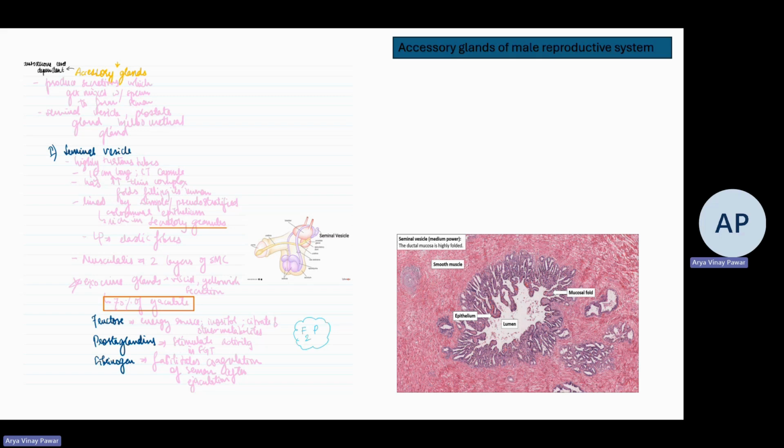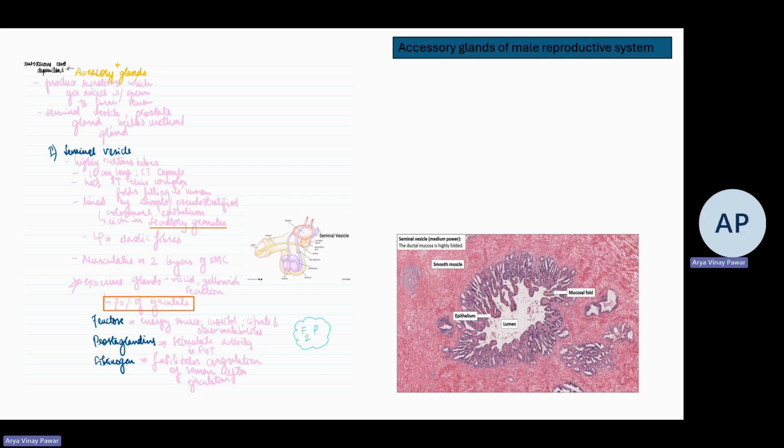So the seminal vesicle in reality is a very tortuous gland. It is around 15 centimeters in length, and as we know by now, it is surrounded by a connective tissue capsule, right? Under a microscope, histologically speaking, it has a mucosa, a submucosa, and a muscularis. The mucosa has a pseudostratified or simple columnar epithelium. It has both of these epithelia, and it is rich in secretory granules because of its secretion. It has three main secretions: fructose, prostaglandins, and fibrinogen.